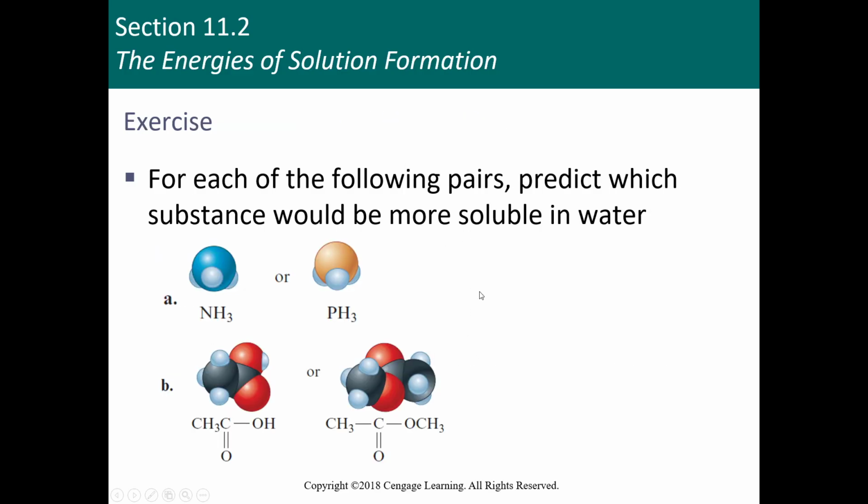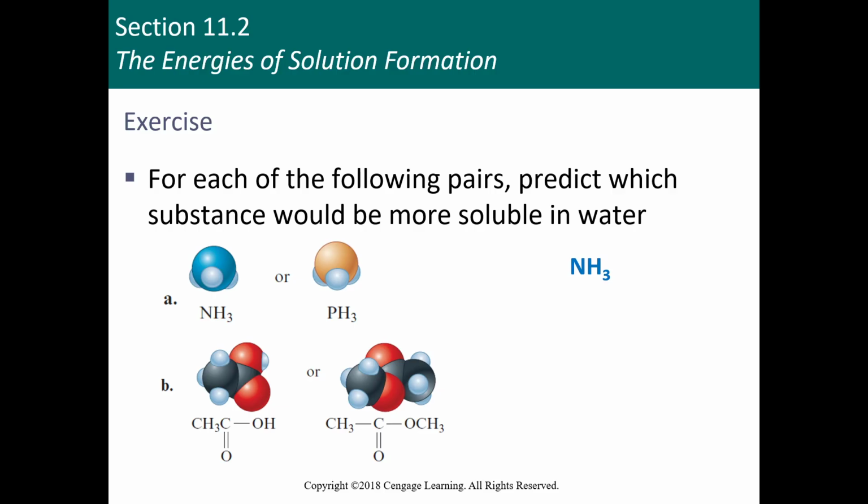Alright, so for each of the following pairs, let's predict which substance would be more soluble in water. The first one we have is NH3 and PH3. So which do you think will be more soluble in water? Well, which one is more like the hydrogen bonds of water, and which one is less like them? Well, NH3 is more like hydrogen bonding, right? That actually makes hydrogen bonds. PH3 only makes dipoles, so you can only have dipole-dipole interaction there. You can't have hydrogen bonding. And so NH3 is your answer.